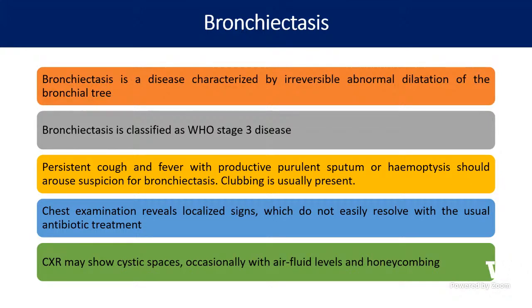In bronchiectasis, on general examination clubbing will be seen. And on examination you will see that the child has crepitations here and there. Okay. And they usually don't resolve easily with routine antibiotics. The X-ray chest will show cystic spaces. Honeycombing is a classical pattern which we see on X-rays in bronchiectasis.